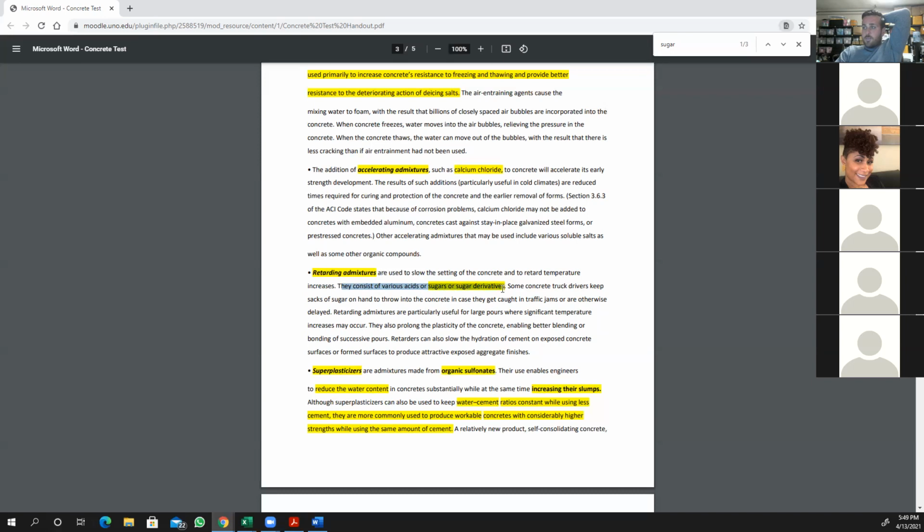So, products made out of sugar. Some concrete truck drivers keep sacks of sugar on hand to throw into concrete in case they get caught in traffic jams or otherwise delayed.